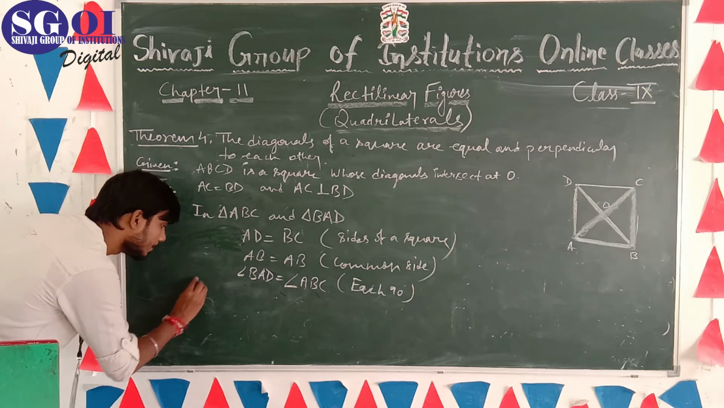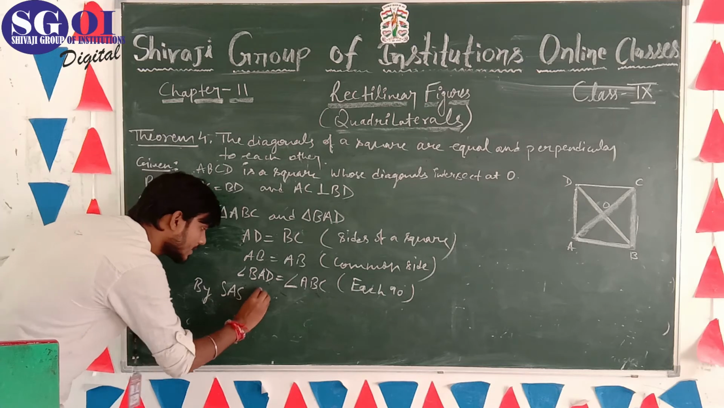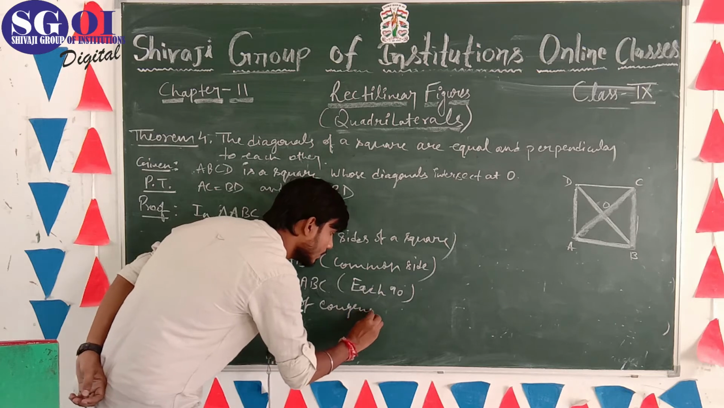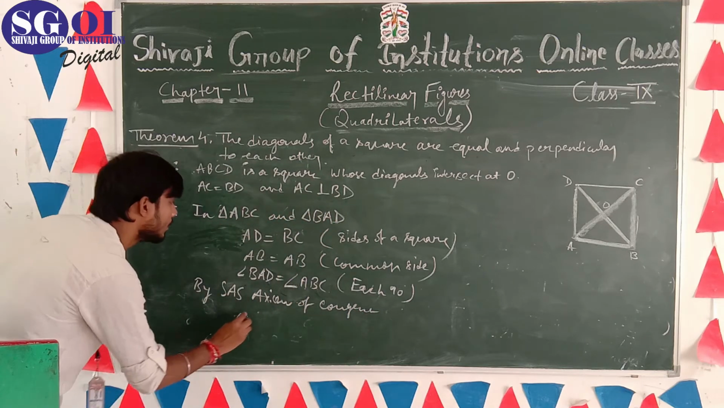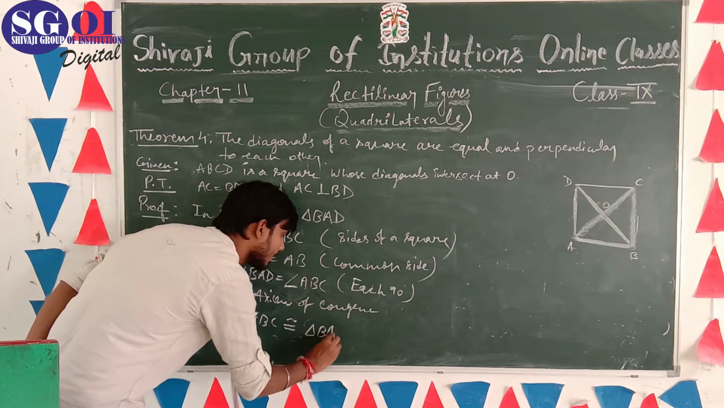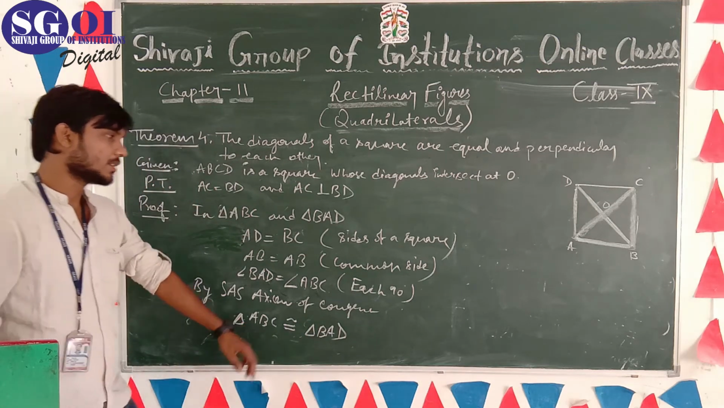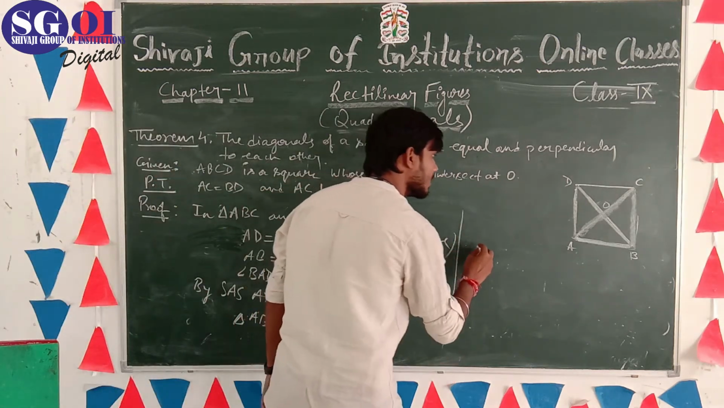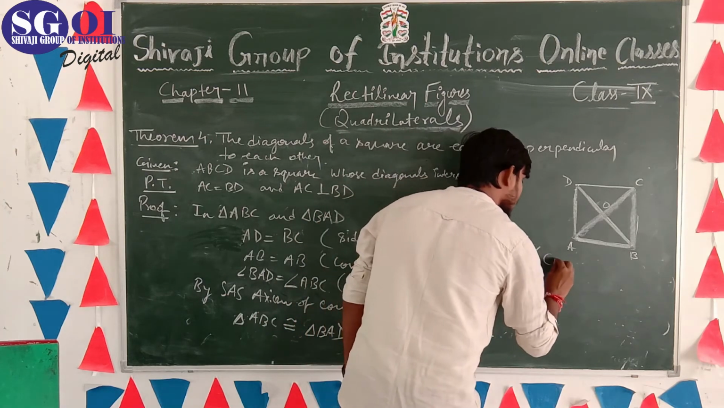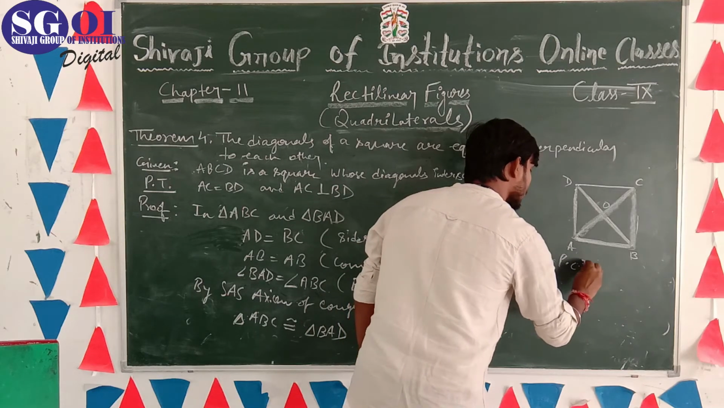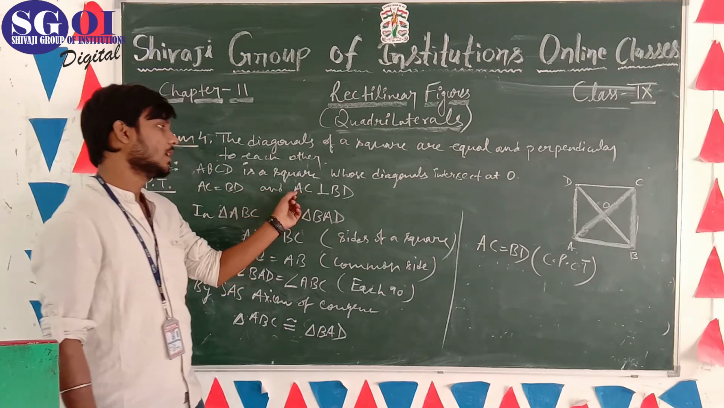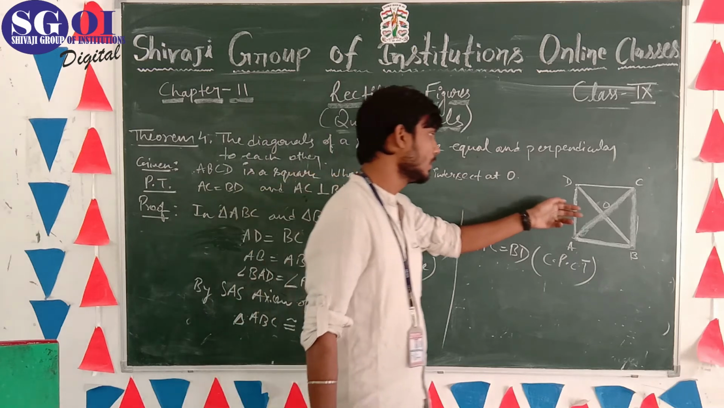Now by SAS axiom of congruency, triangle ABC is congruent to triangle BAD. Clear? Triangle ABC is congruent to triangle BAD. It means from CPCT we can write AC is equal to BD. So first point is proved, AC is equal to BD. Now we go to the second point. अब हमें क्या प्रूव करना है? AC is perpendicular on BD.